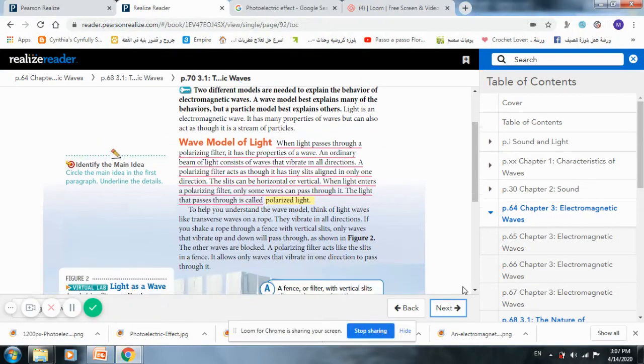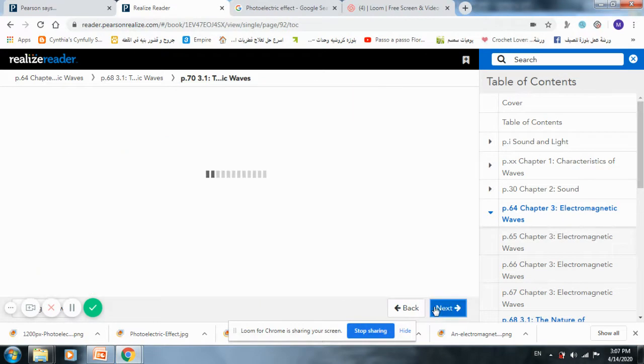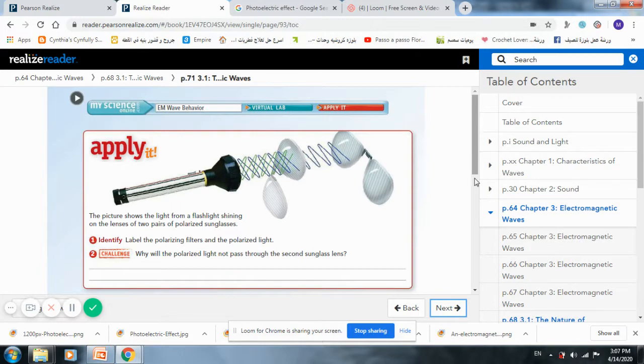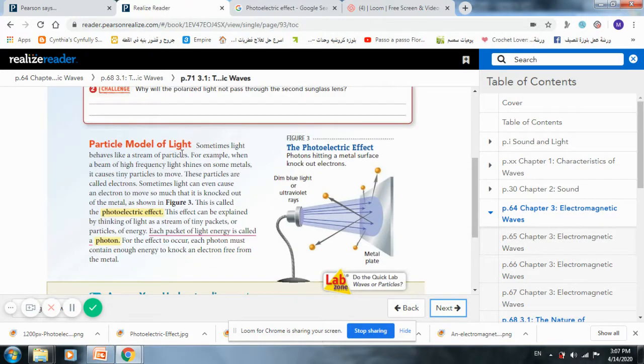Okay, now let's go to the other model. Now the other model is about the particle model. So we have two models that explain the behavior of electromagnetic waves. The first one is the wave model, and the second one is the particle model. Particle model is like any particle around you. Wave model is like what, like light. So we have two models.